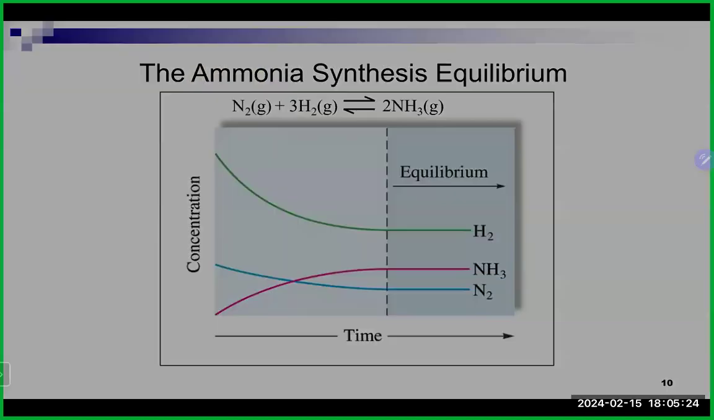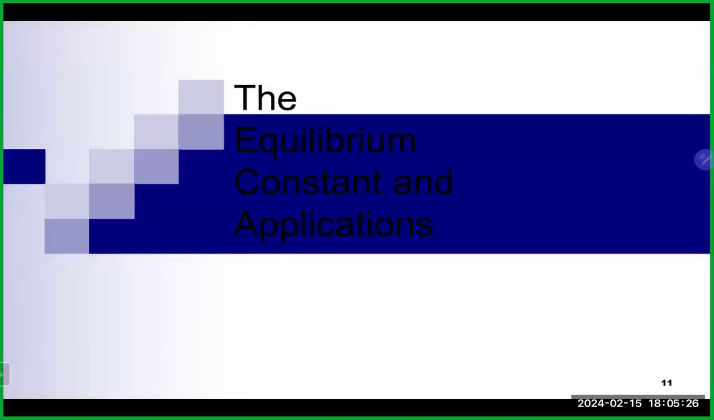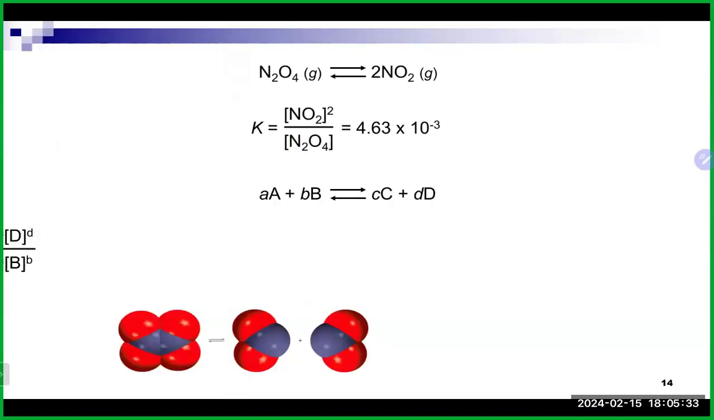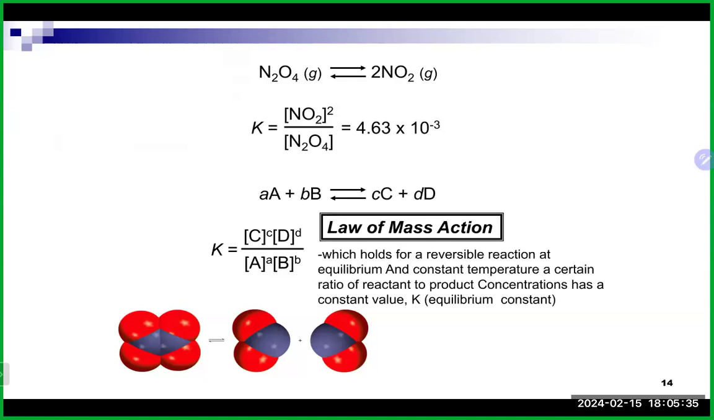I think we took a look at that one earlier. So let's talk about the equilibrium constant and its applications. So if we have this reaction, for example, here, N2O4 goes to 2NO2, we can write a relationship for this, which is known as capital K. And I say capital K because lowercase k is the rate constant from kinetics. So capital K here is what you want to use.